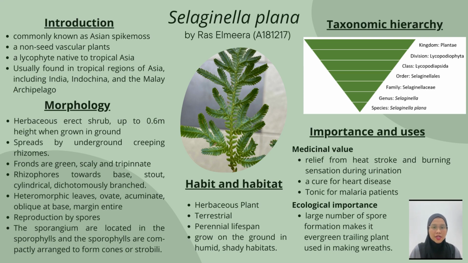The reproduction of Selaginella plana is by spores. The sporangia are located in the sporophyll and the sporophylls are compactly arranged to form cones or strobili. For habit and habitat, Selaginella plana is a herbaceous and terrestrial plant. It has a perennial lifespan and grows on the ground in humid and shady habitats.